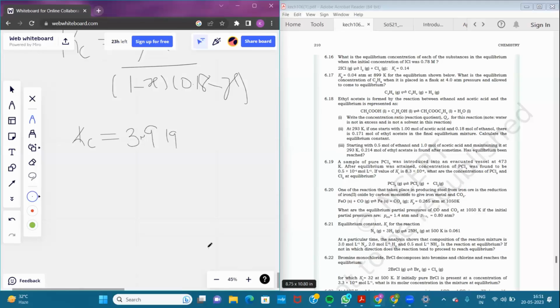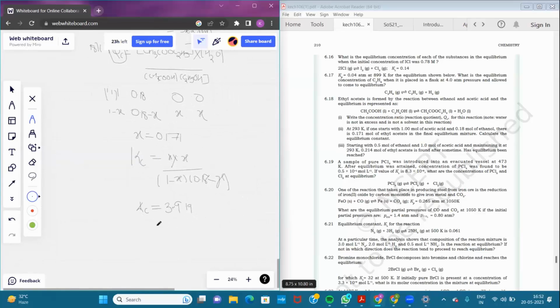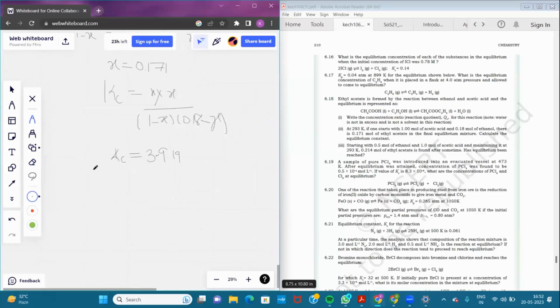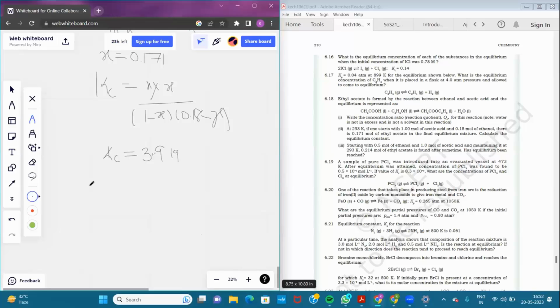Then the third part: starting with 0.5 mole of ethanol and 1 mole of acetic acid and maintaining it at 293 Kelvin, 0.214 mole of ethyl acetate is found after some time. Here, we don't know whether it's an equilibrium condition or not. We're just taking the concentrations they mentioned at some random time. Carefully observe that this is not necessarily the equilibrium time. We have to verify whether the reaction achieved equilibrium with the help of the reaction quotient.